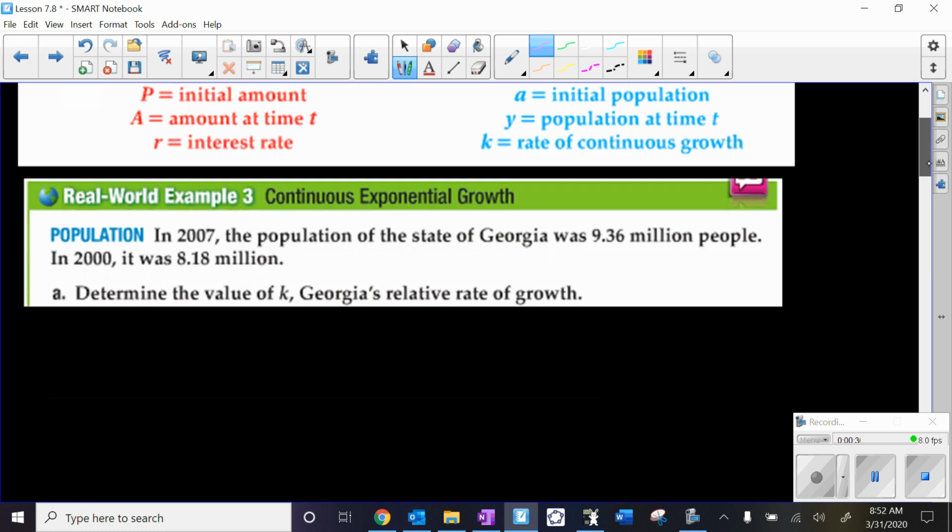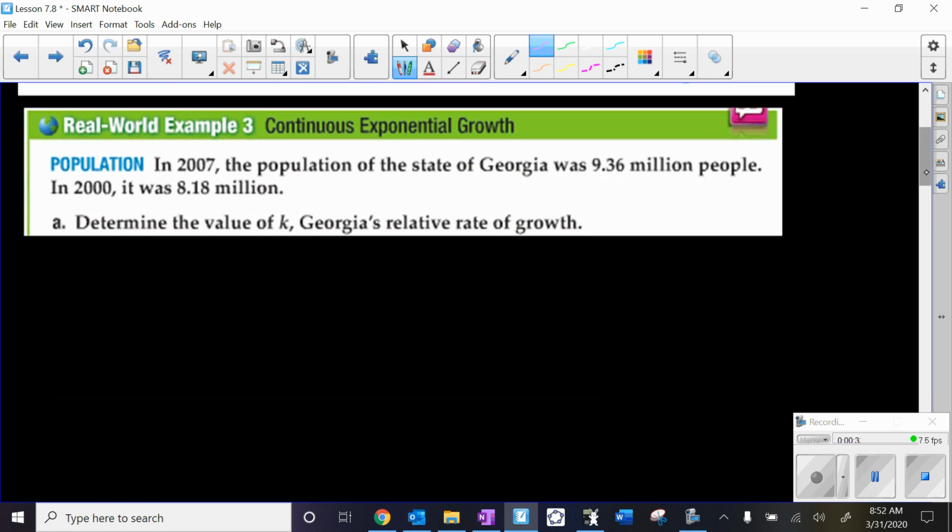So let's look at this one. In 2007, the population of the state of Georgia was 9.36 million people. In 2000, it was 8.18 million. Determine the value of k, Georgia's relative rate of growth.